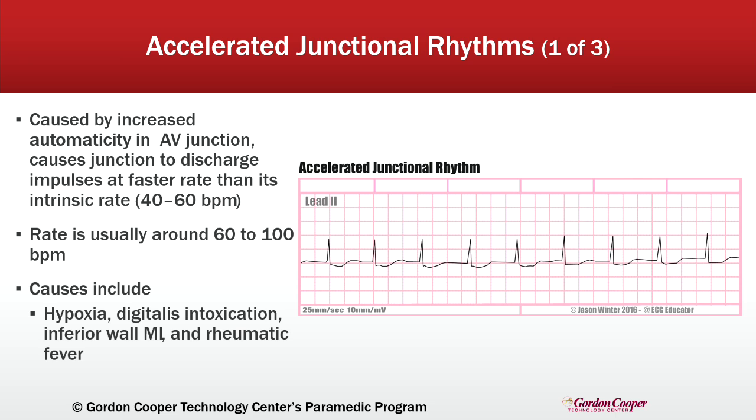Now let's talk about accelerated junctional rhythm. Accelerated junctional rhythm occurs when there's an increase in the automaticity in the AV junction, causing it to discharge impulses at a faster rate than its normal intrinsic rate of 40 to 60. So the heart rate in this rhythm typically falls between 60 to 100. Causes of accelerated junctional rhythm include hypoxia, digitalis toxicity, inferior wall MI, and rheumatic fever. All these things irritate the AV junction and cause it to fire faster than usual.